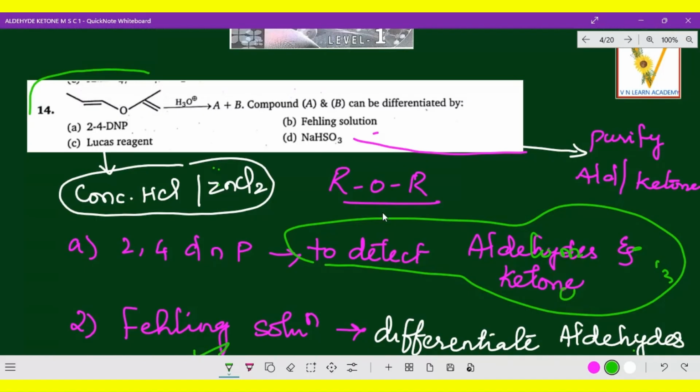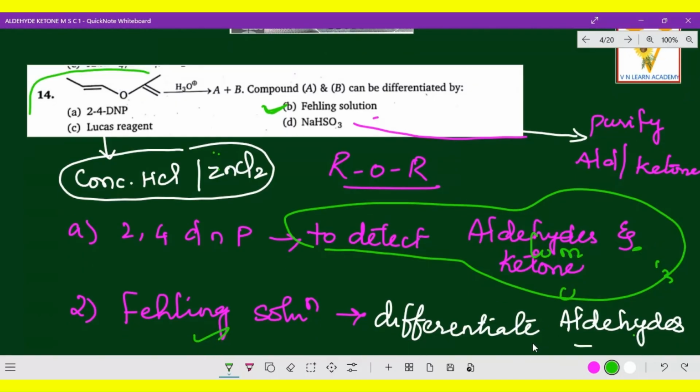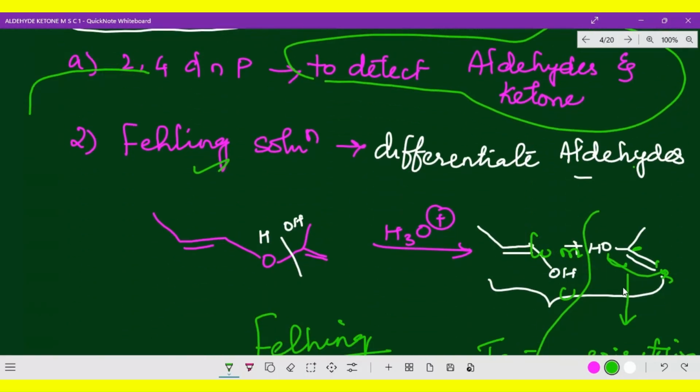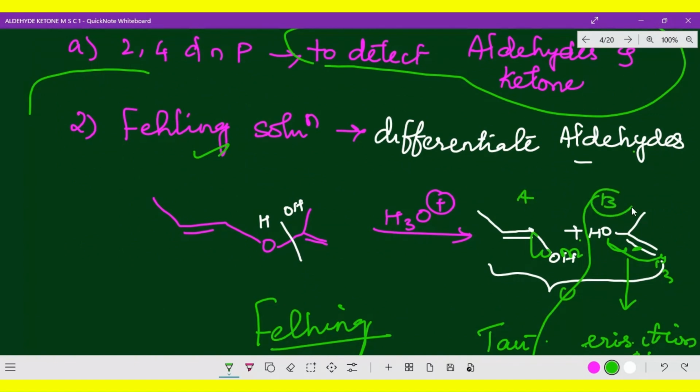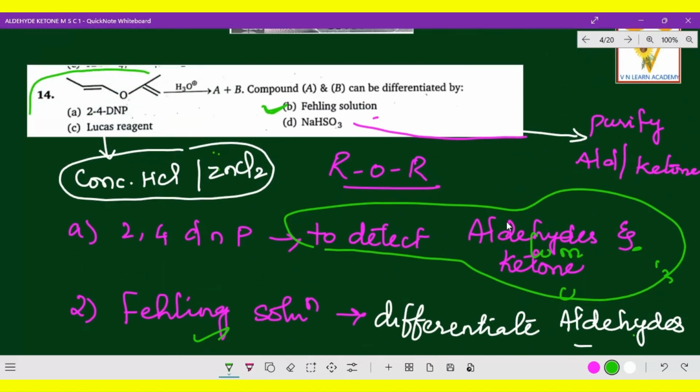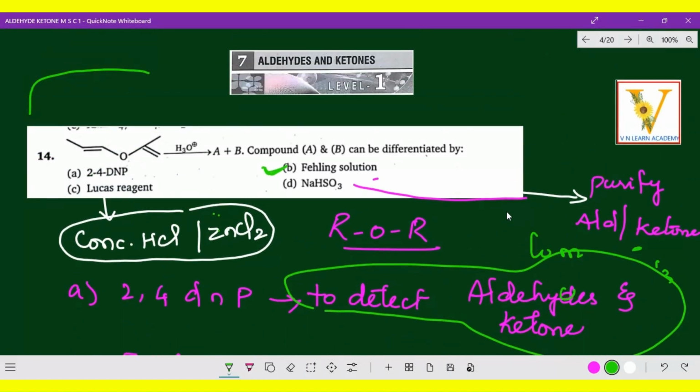So which is the correct option? Option B is the correct option to differentiate aldehydes and ketones. So this is the product. You know what product you received? I hope you got the clarity. This point and this point only. This is A and this is B. So B and A, we can identify it by the tautomerization way. Right? Hope you got the clarity. So to differentiate aldehyde and ketone, to detect that aldehyde, for that purpose only we are using Fehling's solution. Hope you got the clarity.